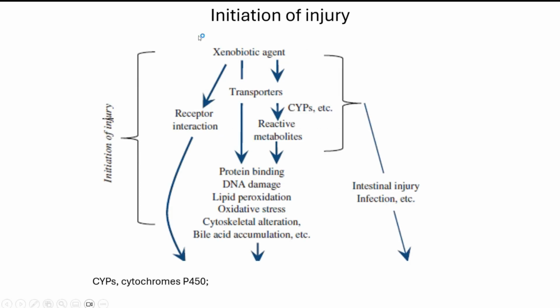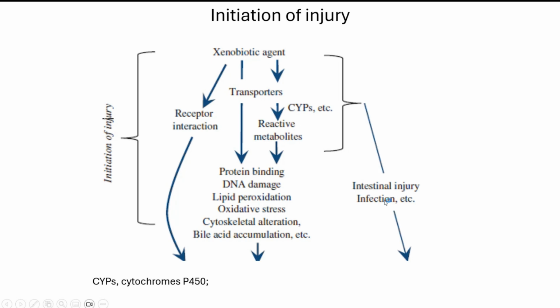So xenobiotic agents enter the hepatocytes through transporters, and because of the CYPs, they are turned into reactive metabolites. They are metabolized to metabolites, and they are causing this kind of injury. This is the initiation of injury, and the injury can be protein binding, DNA damage, lipid peroxidation, oxidative stress, cytoskeletal alteration, bile acid accumulation, etc.